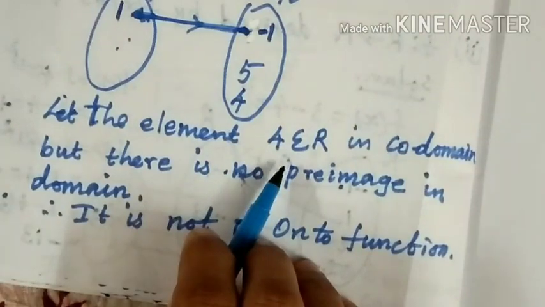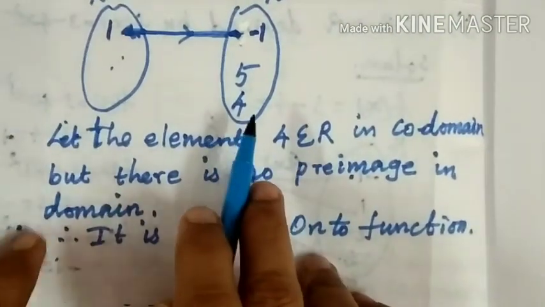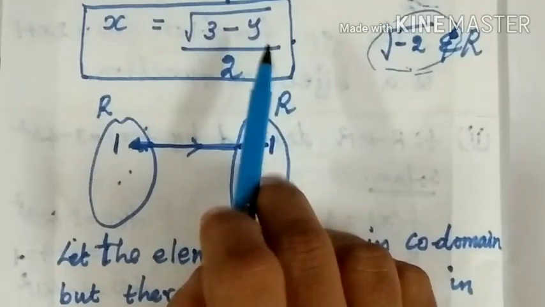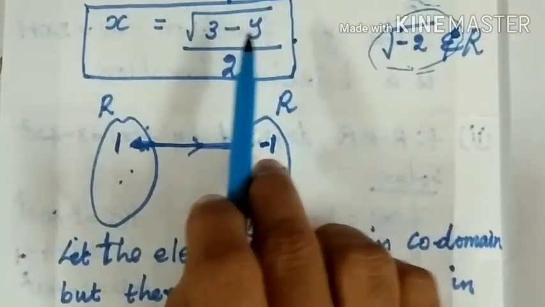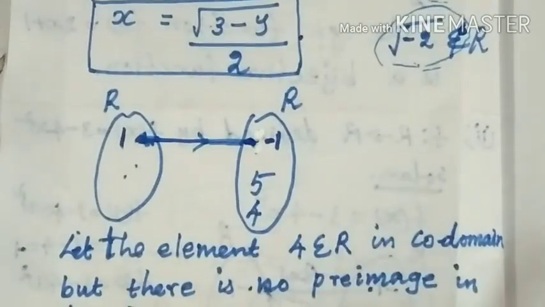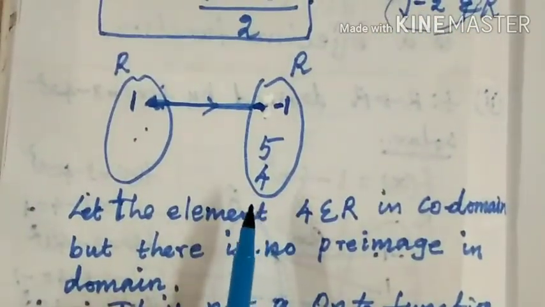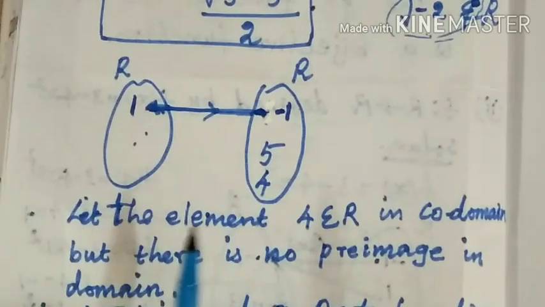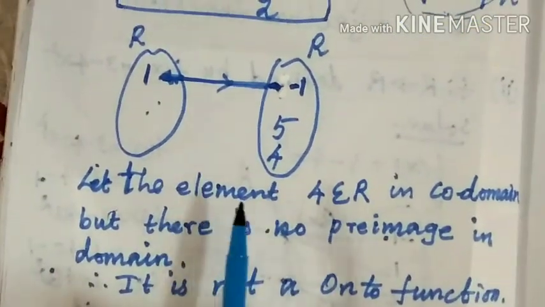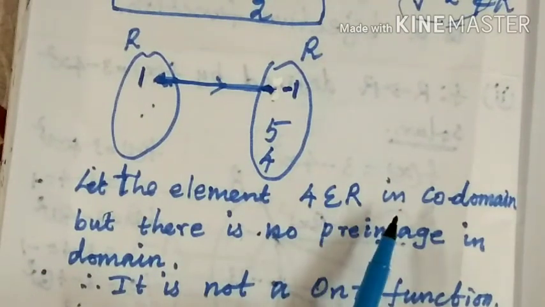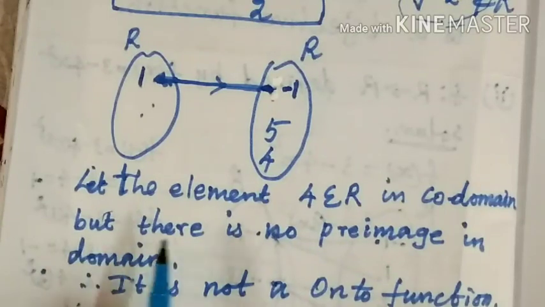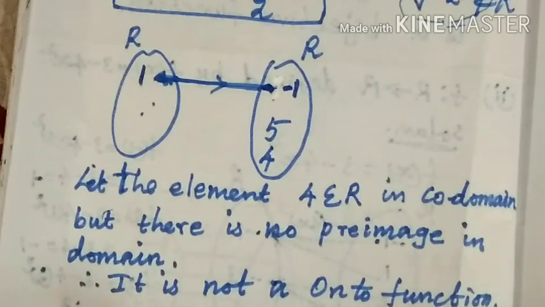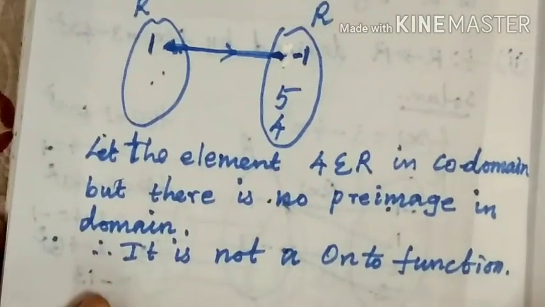Similarly, we take 4, which means we get a negative number, 3 minus 4, we get root of minus 1, that also does not belong to real numbers. Therefore, 4 also has no pre-image. So, the reason: let the element 4 belong to real numbers in the codomain, but there is no pre-image in the domain. Therefore, it is not an onto function.